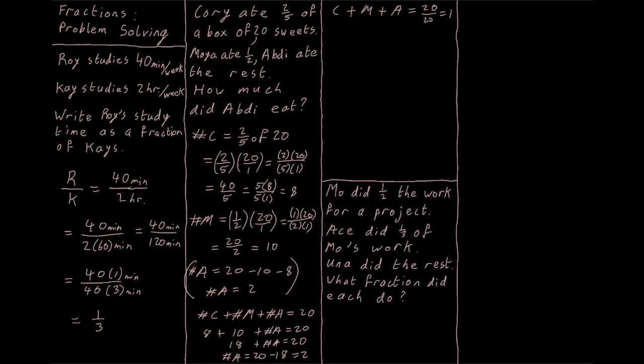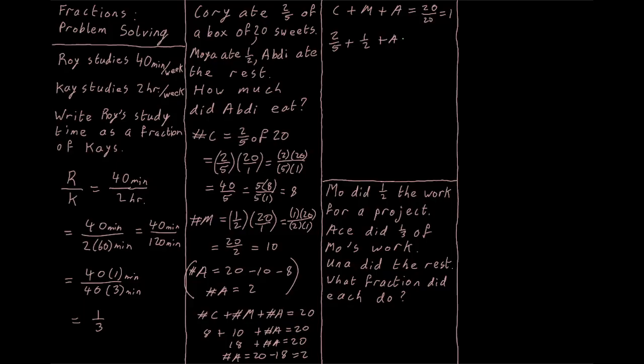In this case, the letters are standing for the fractions of the box that Corey, Moya, and Abdi ate. So they're standing for something different here. This was the number that Corey ate. This is the fraction that Corey ate. So we have 2/5 for Corey's amount. Moya ate a half.